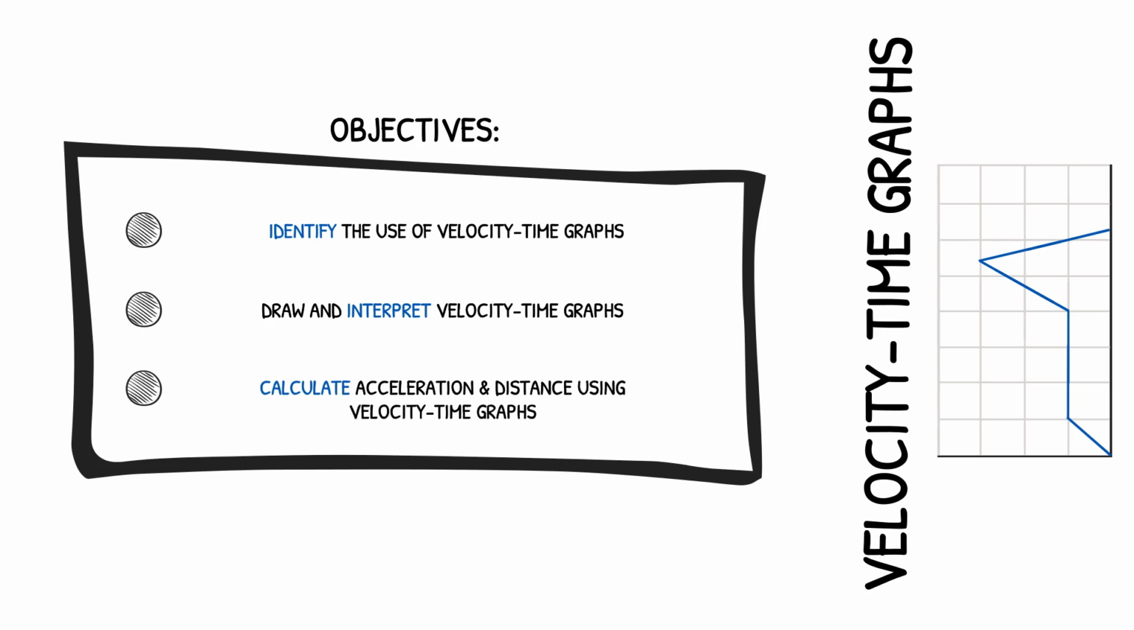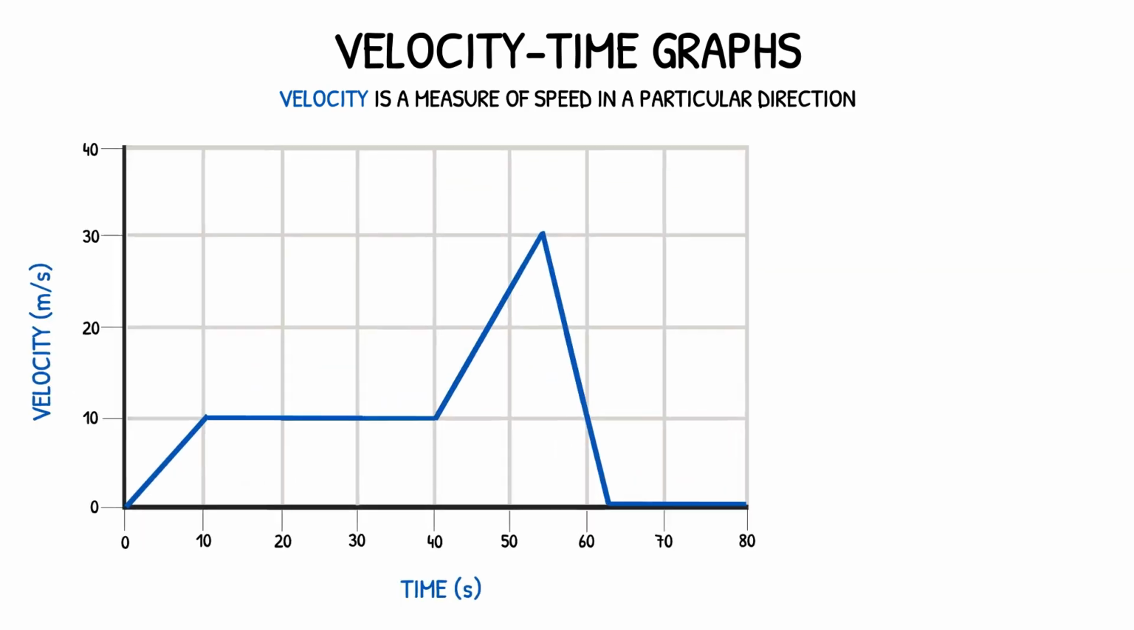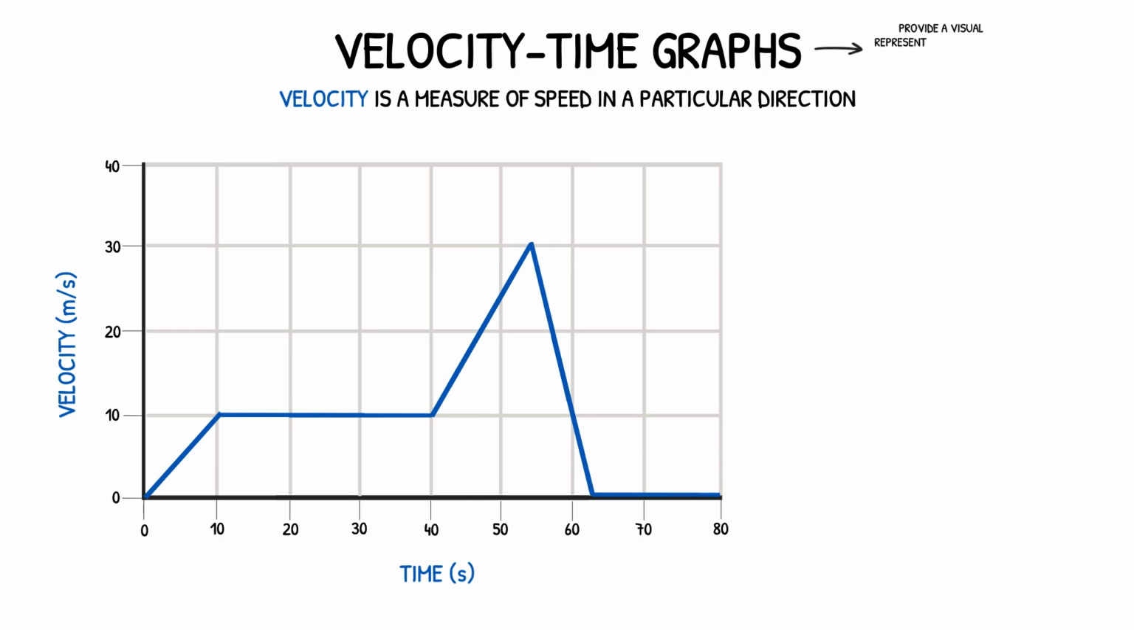So, let's go! The velocity of an object is a measure of its speed in a particular direction. We can use velocity time graphs to provide a visual representation of how an object's velocity changes over time. Let's look at this velocity time graph as an example.